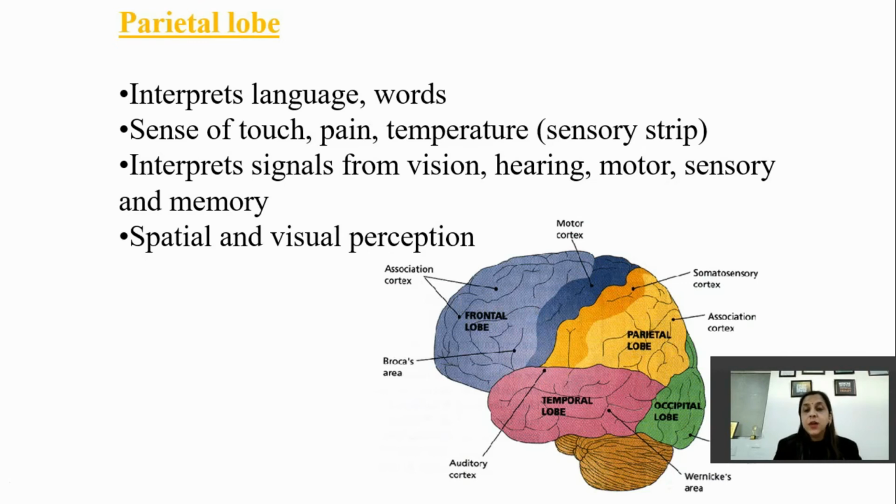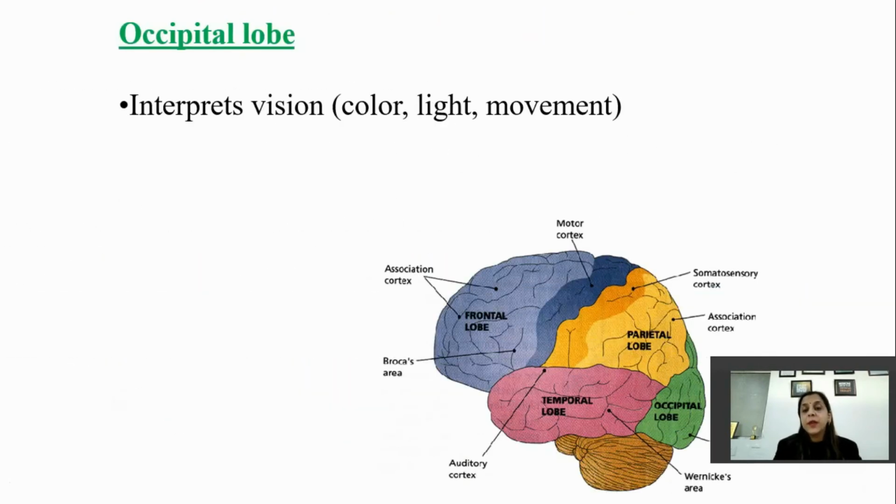Now we come to the occipital lobe. In the occipital lobe we have the visual area, that is areas number 17, 18 and 19. That area is responsible for vision, the visual field, and it interprets color, light and movement.